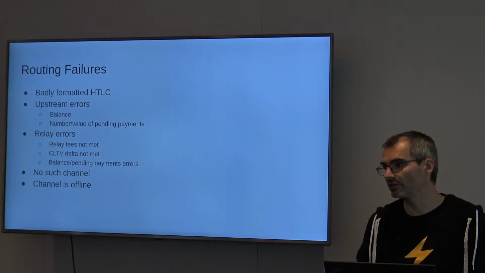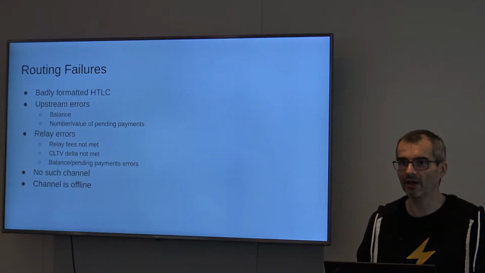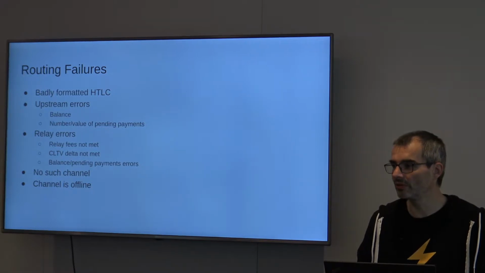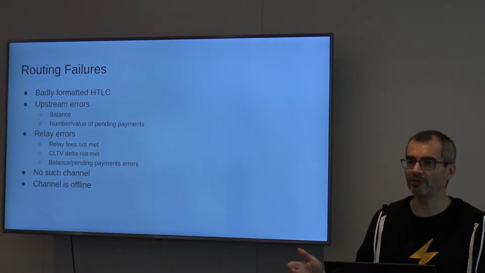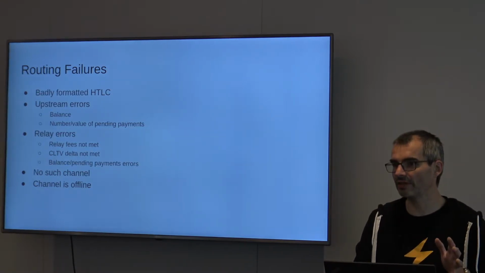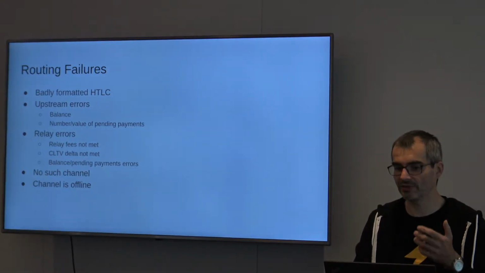It could also be because the channel doesn't exist. You are using a routing table that is old, the channel has been closed, but you don't know it, so you're trying to route through something that doesn't exist anymore. Or it could be because the node that you're trying to forward payment to is offline. So you have many different types of errors that will cause your payments to fail.